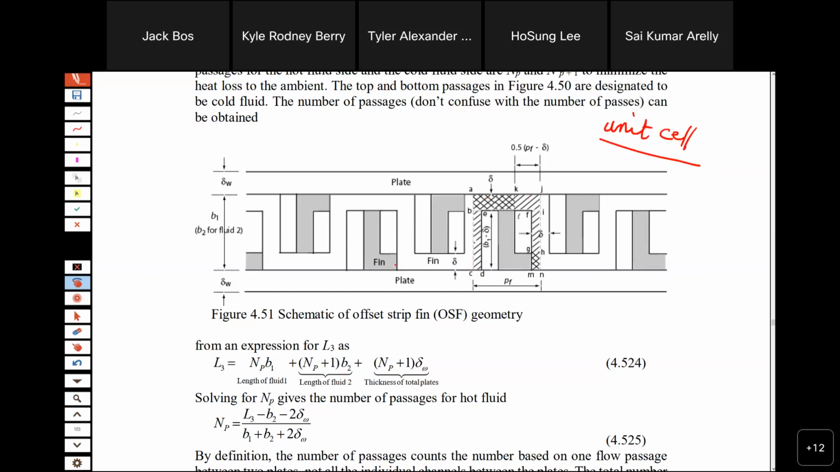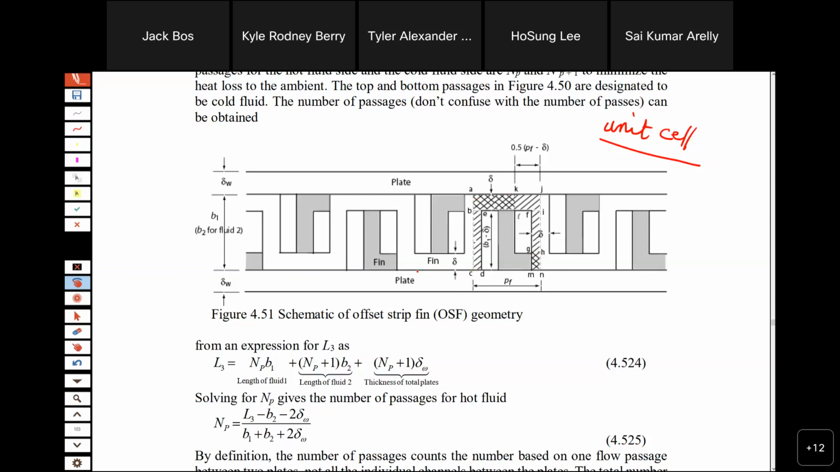I think of symmetry. So how many unit cells there are between the plates, and how many flows, something like that, we can figure out. So basically the unit cell. So this turns out to be the unit cell.